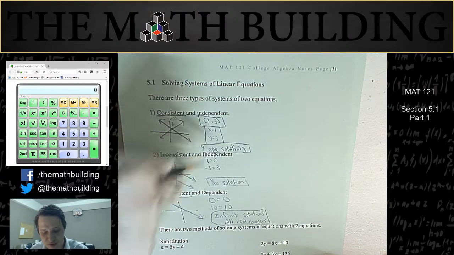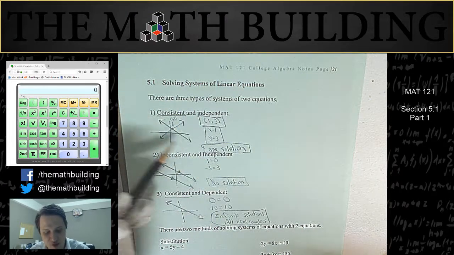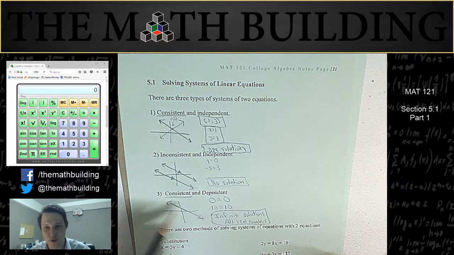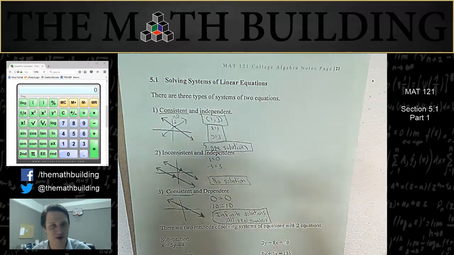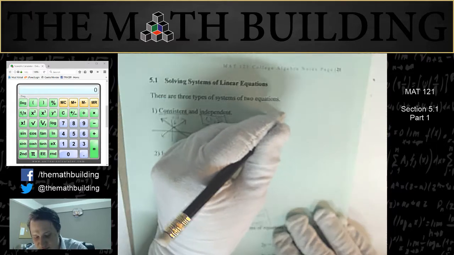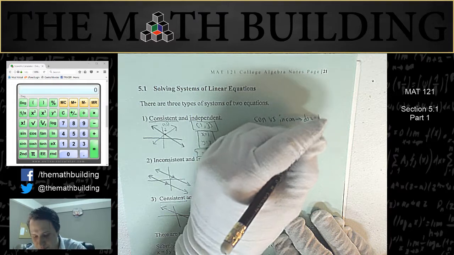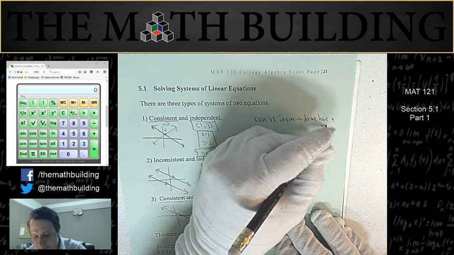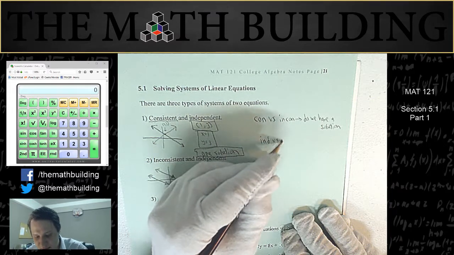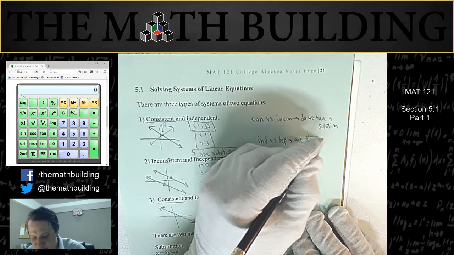So then what's the difference between independent and dependent? Well, independent means the lines have their own identity. They're unique lines. Dependent was the same line on top of itself. You couldn't differentiate between the two lines. So consistent versus inconsistent means, do we have a solution? And independent versus dependent means, are the lines distinct?